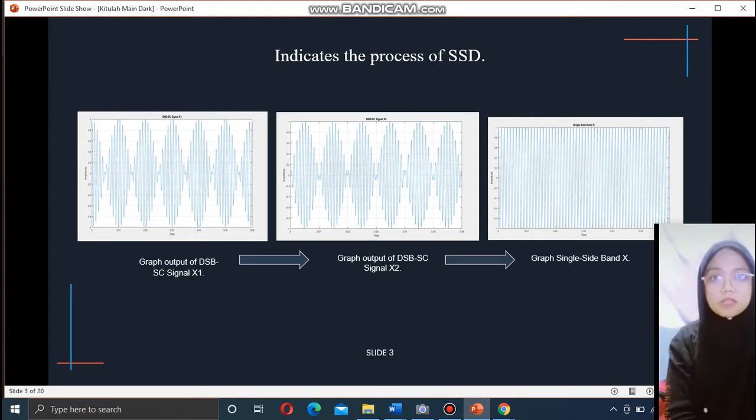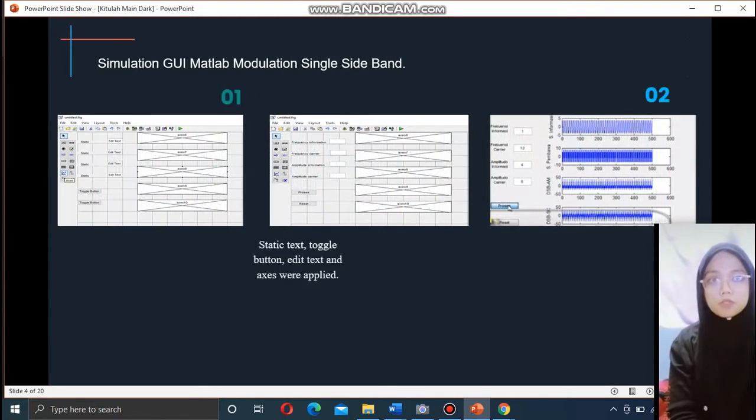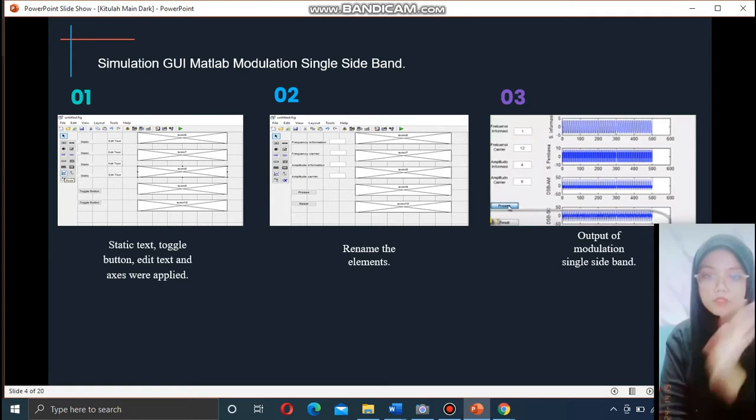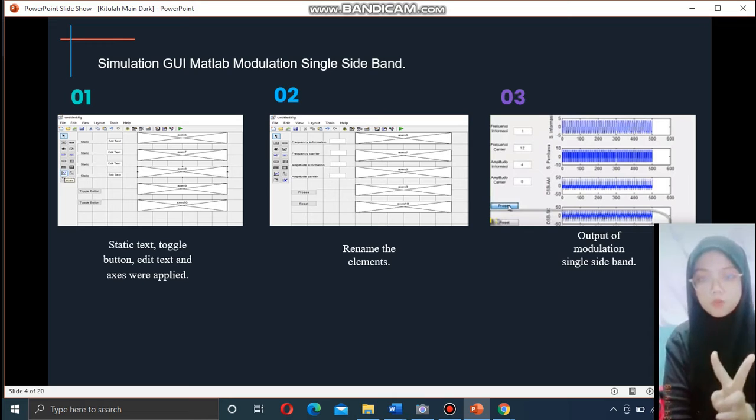Alright, the next slide is the simulation GUI MATLAB application for single sideband. So we do the simulations in the GUI. This is how it looks like. We apply 4 static texts, 2 toggle buttons, and 5 edit texts. Next, it shows how we renamed the components that we applied.